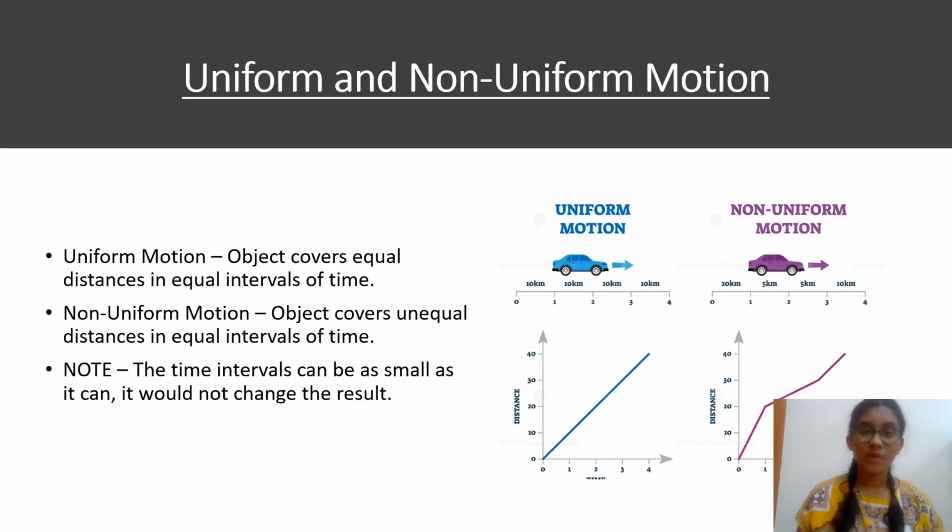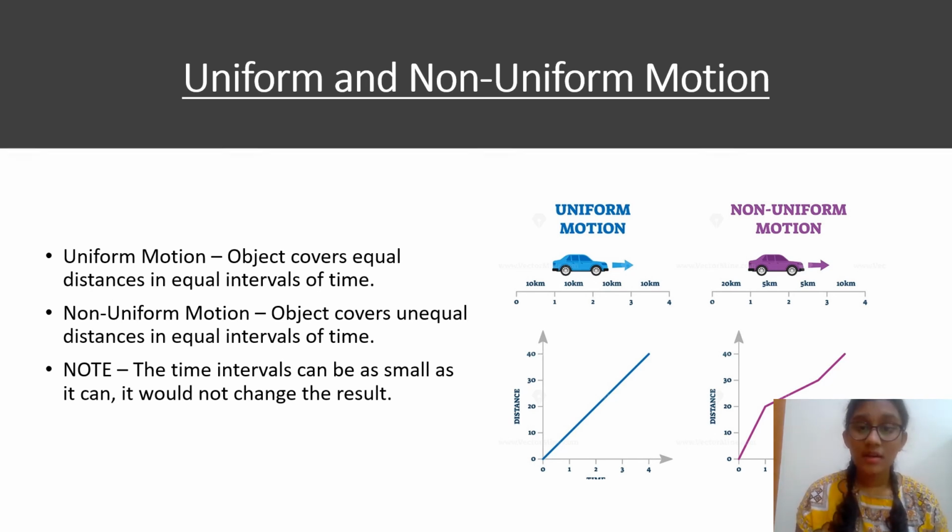Now, uniform and non-uniform motion. We have looked at this topic since we were in grade 7, but this is just a normal reminder for all of you. Uniform motion occurs when an object covers equal distances in equal intervals of time, whereas in a non-uniform motion, objects cover unequal distances in equal intervals of time. Also note that the time intervals can be as small as it can be, but it would not change the result. Let us look at this graph here.